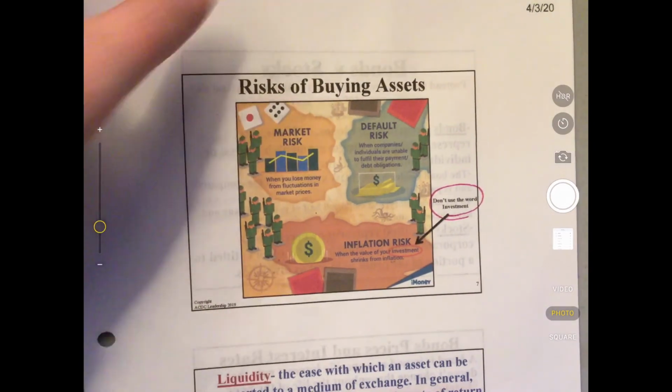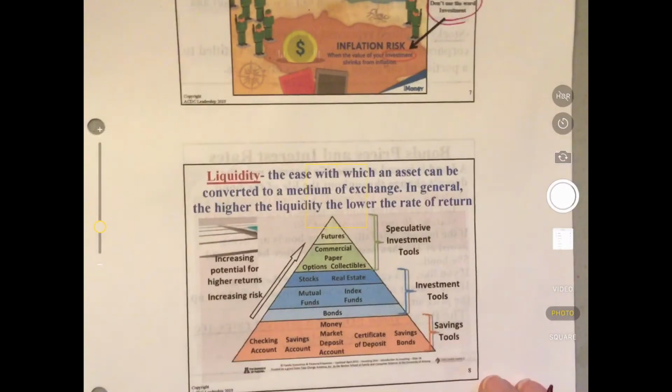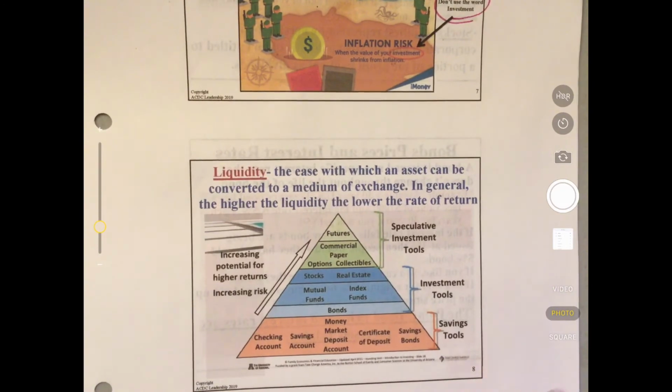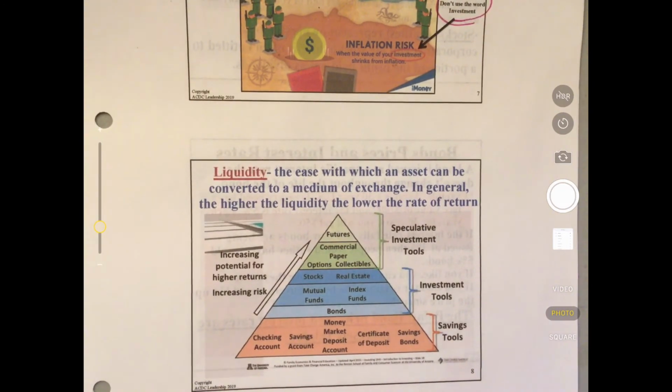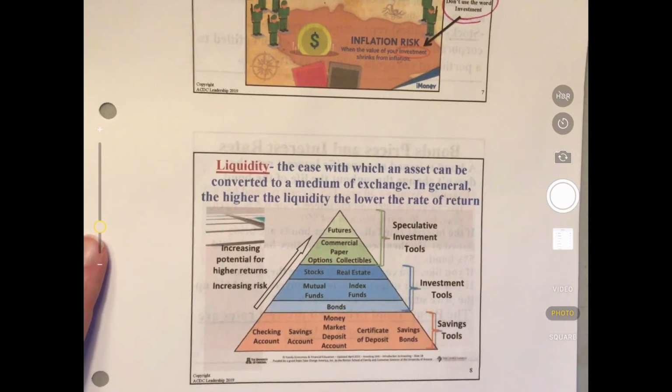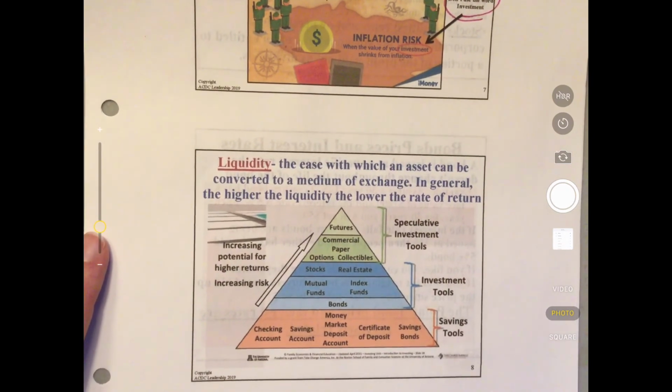All right. Next, we have liquidity. This is the ease with which an asset can be converted to the medium of exchange, our money. If you're in America, that would be the dollar. In general, the higher the liquidity, the lower the rate of return. All right, so the higher the liquidity, the lower the rate of return. That is just in general, though.